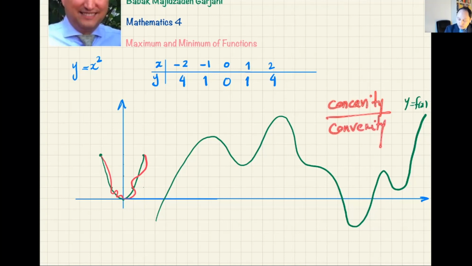So the way that the curve bends, either upward or downward, is also important for us to have a qualitative picture of the graph. And it is also clear that having the turning points is important for us if we want to have a better qualitative picture of the graph. Okay?